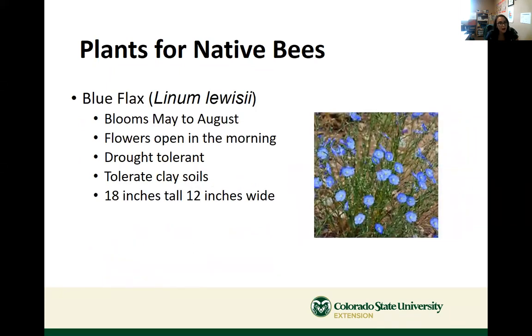Blue flax. I will tell you, this is an easy one. I have one of these growing in my yard that I did not plant. It was there when I moved in. I have never watered it. I have never paid 1 ounce of attention to it. It blooms every spring like crazy. So this is easy, very drought tolerant. It'll handle heavy clay soils, which is common in Colorado. So this is a real easy pollinator plant to grow.